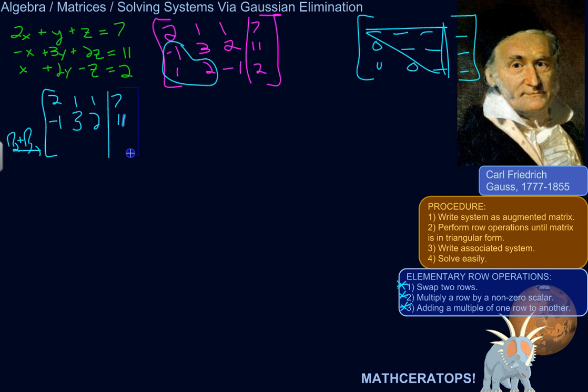So those aren't going to change. We're just modifying row 3 here. So we're adding the values of row 2 to it to get the new row 3. So -1 plus 1 is 0. All right, so we're doing good. 3 plus 2 is 5. 2 plus -1 is 1, and 11 plus 2 is 13.